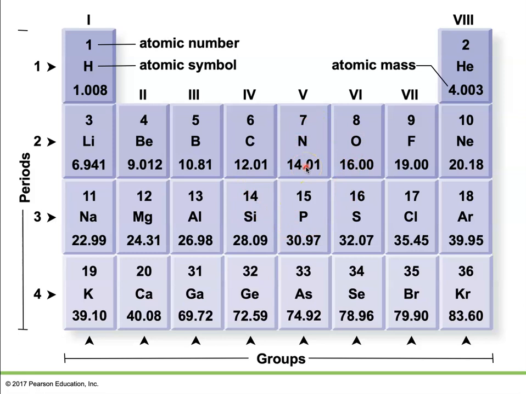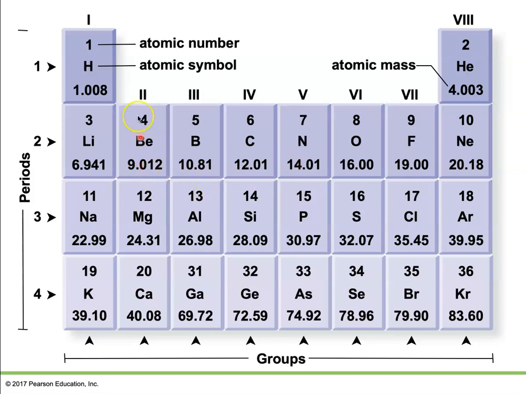Is that atom going to be happy and satisfied? Has he followed his octet rule? The answer is no, he has not. He wants to have 8 electrons in his valence shell, but he only has 5. So he's going to have to do something. He's going to have to bond to someone or something in order to be satisfied with his 8. Each atom in a group has the same number of electrons in its valence shell.